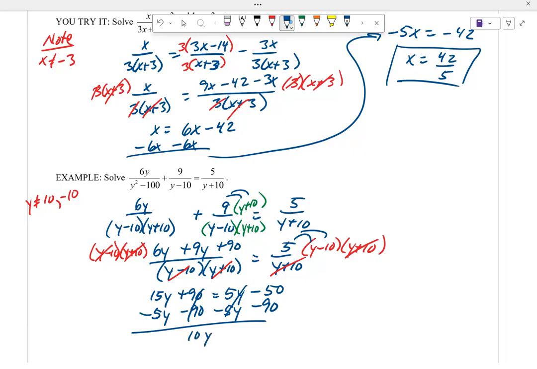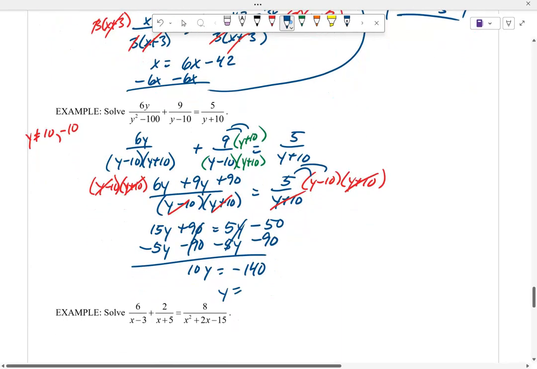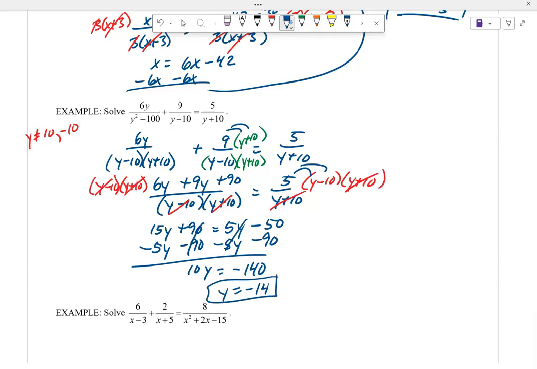We got 10y equals negative 140. Divide by 10, y equals negative 14. Which is fine. I just couldn't have y being 10 or negative 10 on that one. So y is negative 14.